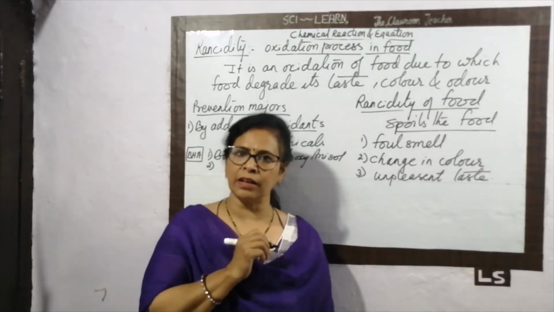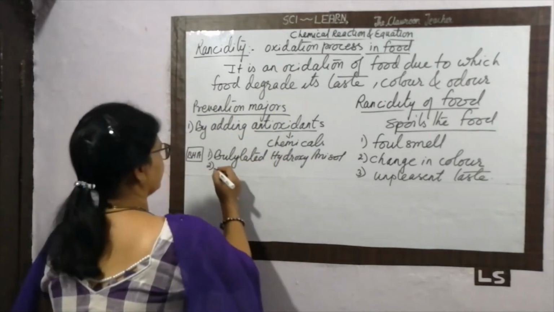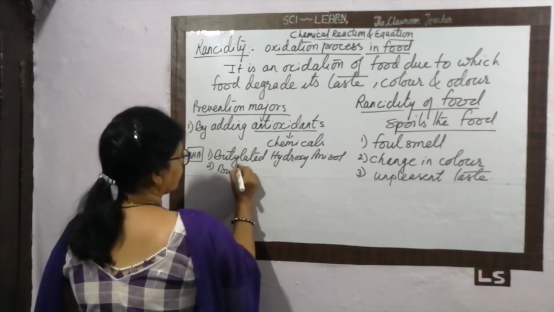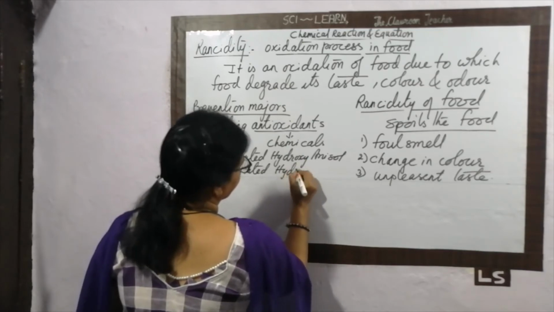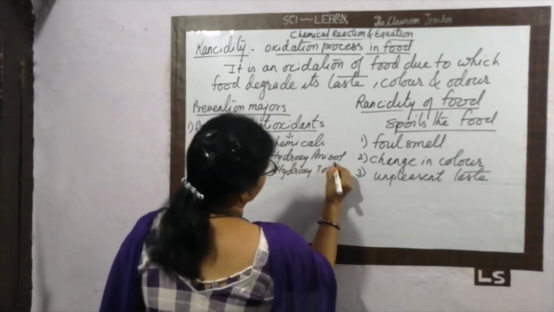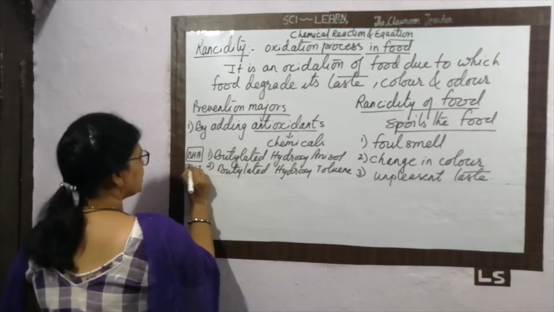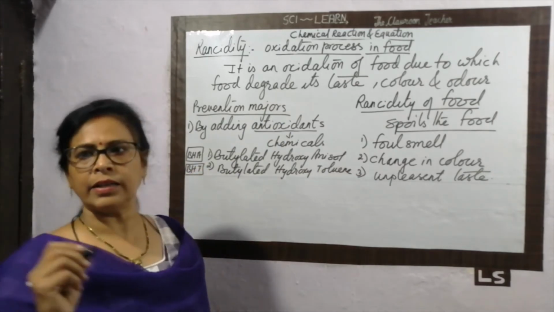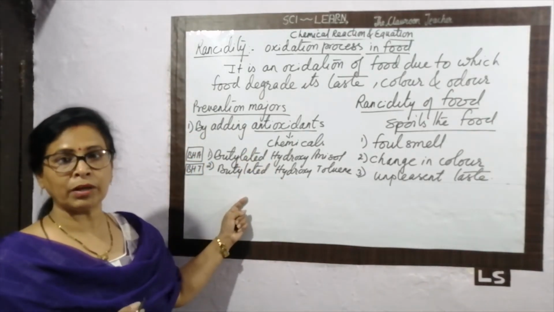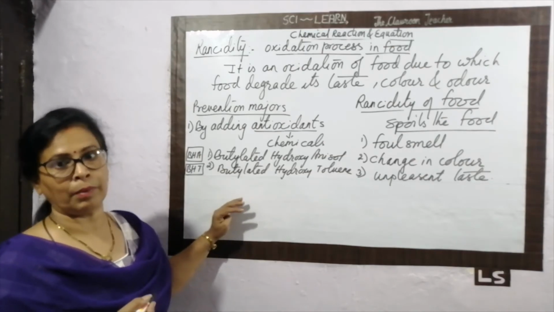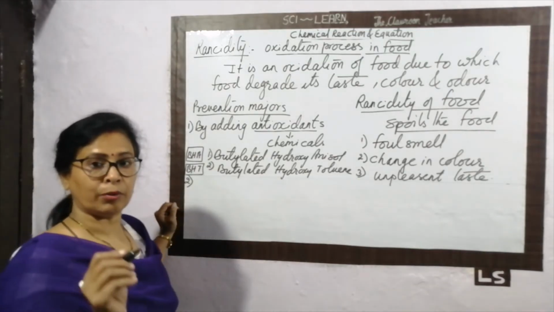And what is the second chemical? The second chemical is butylated hydroxytoluene, BHT. These are the two chemicals authorized by the government to be used as antioxidants. That is important, and you must remember it. What are the other measures that we use to prevent our food from rancidity?